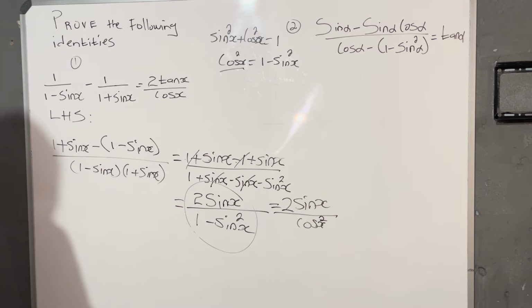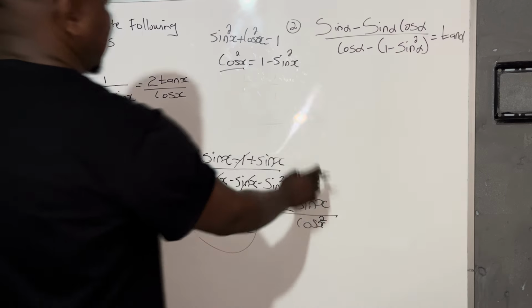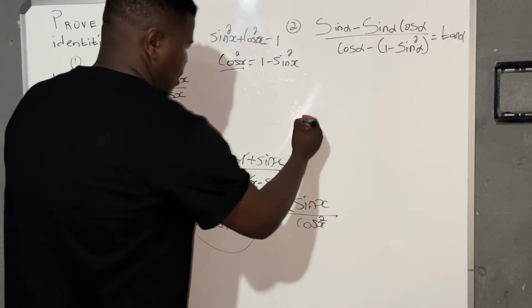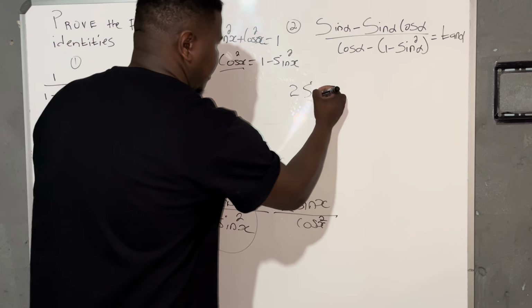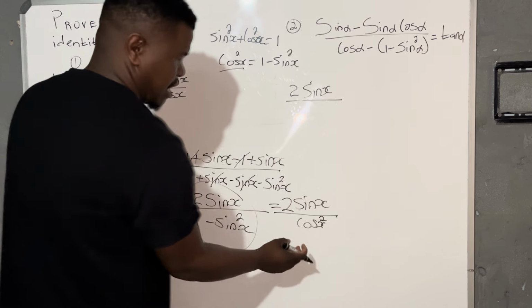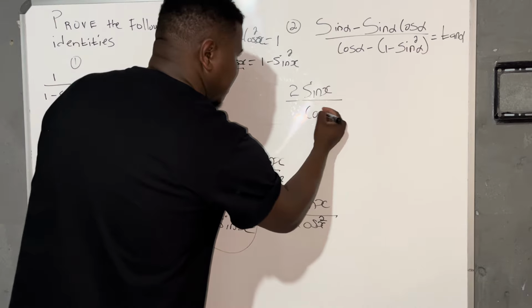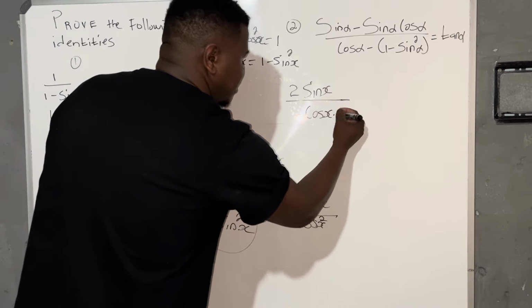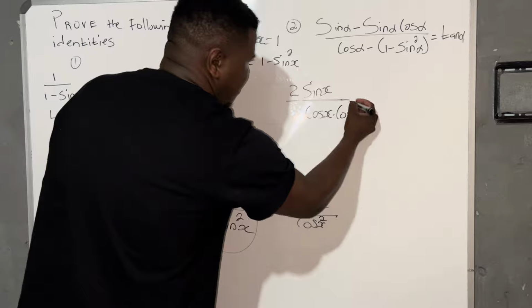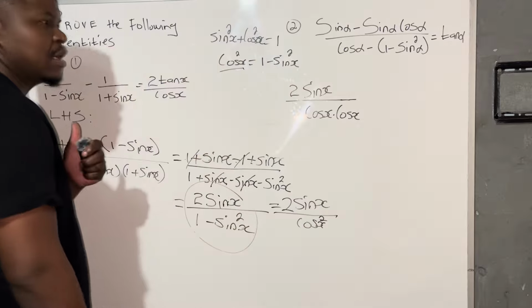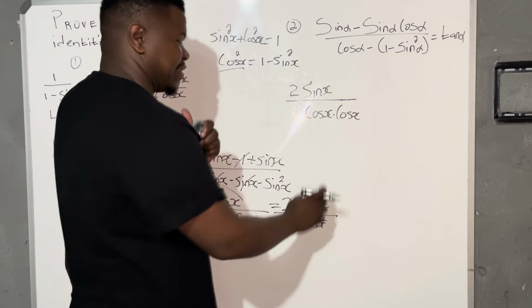I don't know if you can see. Now 2 sine x over cos squared x. Let me just finalize. Let me bring it here. Since I have got 2 sine x all over cos squared x, what is cos squared x? It's the same as cos x times cos x. I'm just expanding.